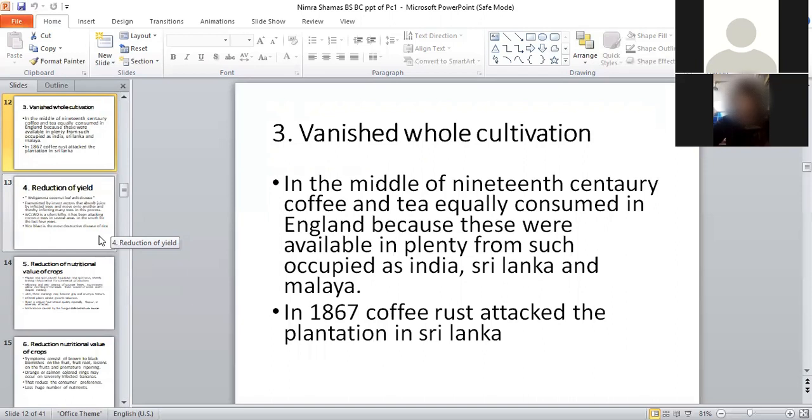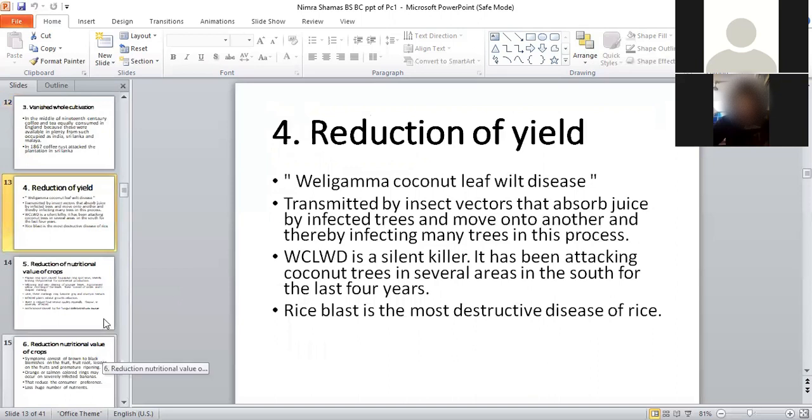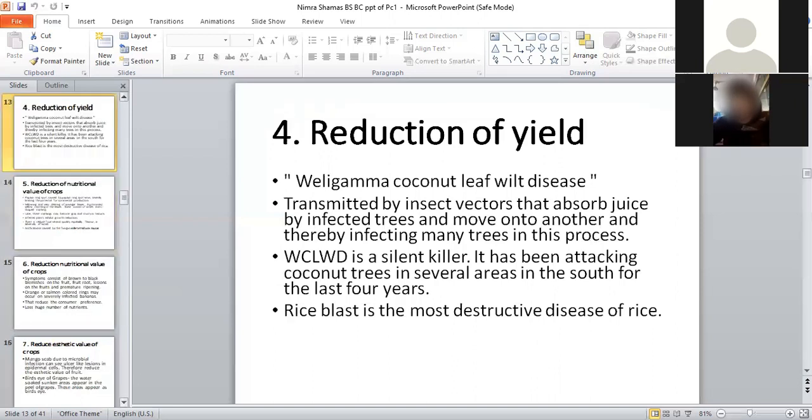So when the coffee rust attacked the plantation in Sri Lanka, next slide, reduction of yield. When the coffee was attacked, this reduced the cultivation process, and this caused tea to develop in England. So people became used to taking tea. So, reduction of yield. What is the reduction of yield? When crops are attacked, they lower the nutritional value and they lower the economic level. So this caused the reduction of yield.